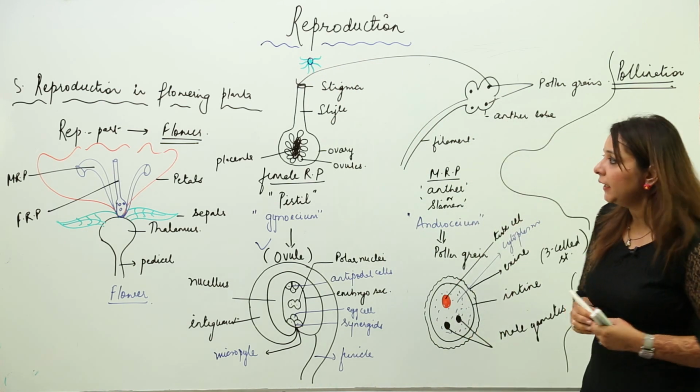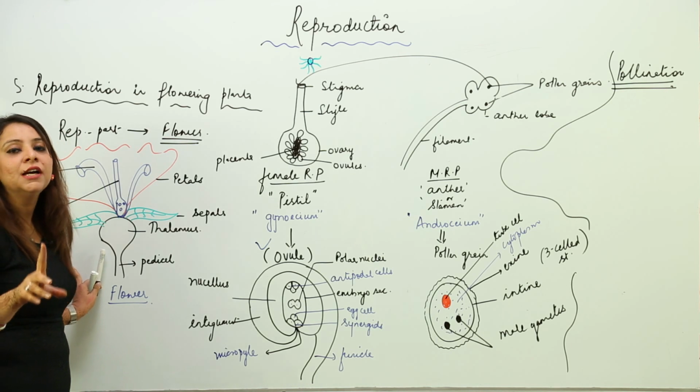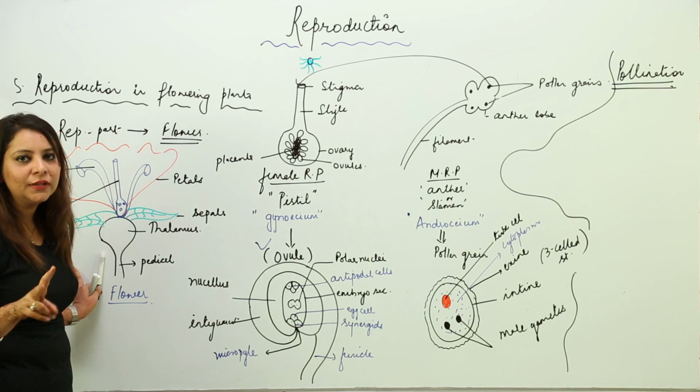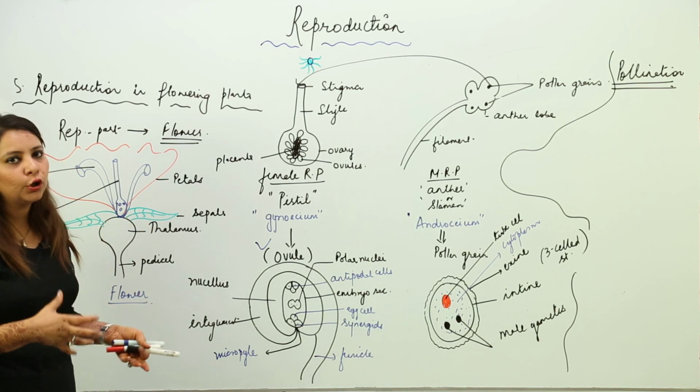Then what happens actually? We know that we have 2 kinds of flowers. Basically, we have unisexual flowers which have only one sex in them, and bisexual flowers which have both sexes in them. So depending upon that, the pollination can be self or cross pollination.